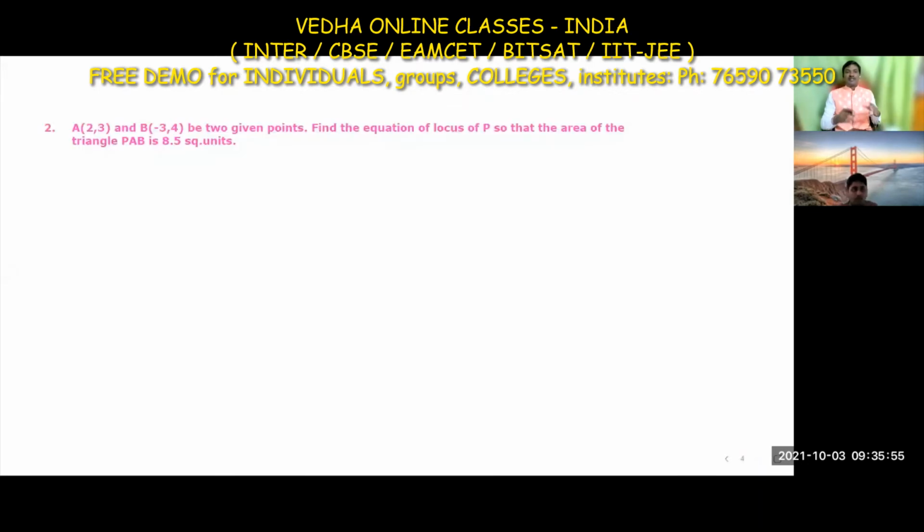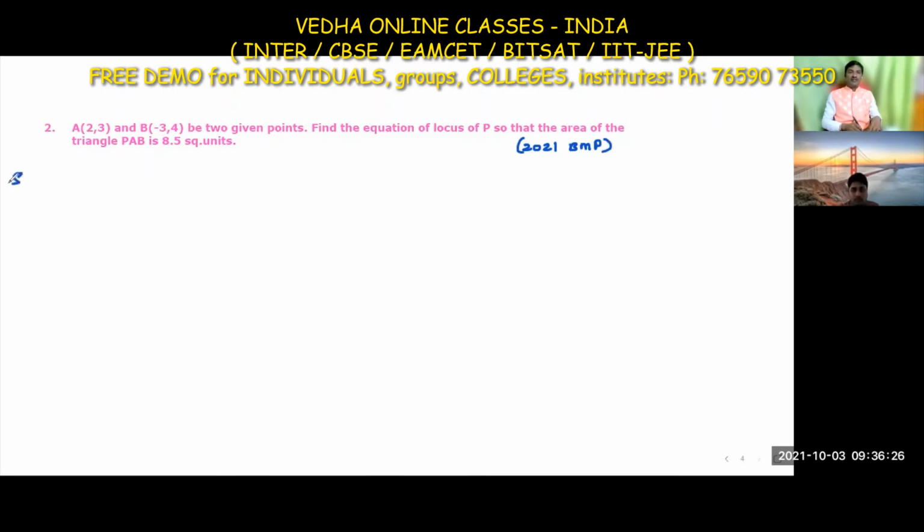Here is the next question. A (2, 3) and B (minus 3, 4) are two given points. Find the equation of the locus of P so that the area of the triangle PAB is 8.5 square units. This is a 2021 Board of Intermediate Education model paper question, very important.